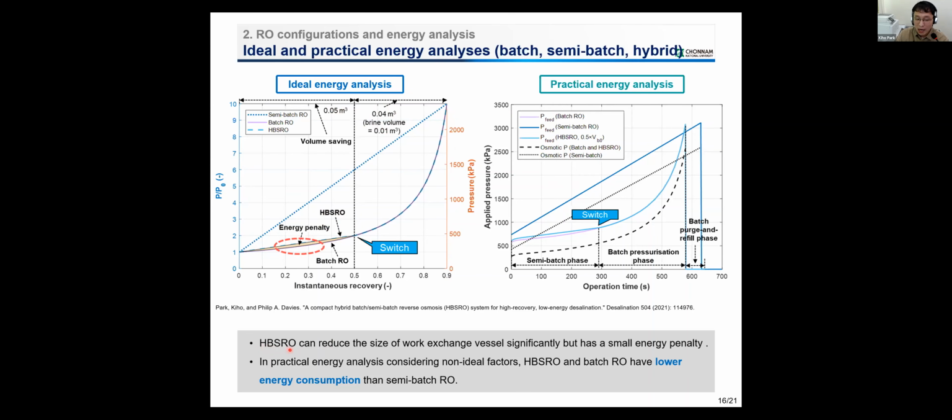So the hybrid batch RO system can reduce the size of a work exchange vessel significantly, but with a very small energy penalty. And so considering all of the non-ideal factors, this is the practical energy analysis, and compared to the semi-batch RO system, the batch RO system and hybrid batch RO system definitely have lower energy consumption, and the hybrid batch RO system has only a small energy penalty.